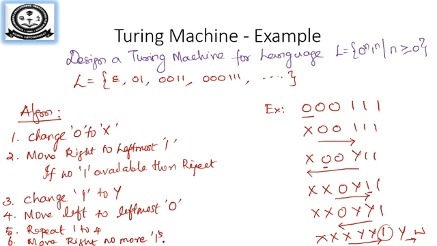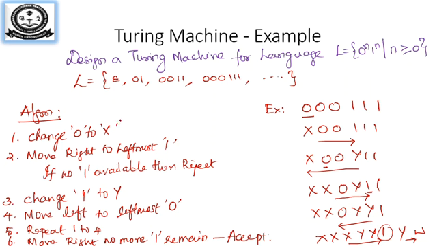After the fifth step is repeated, and after I move towards the right side, I don't find any ones. If I don't find any more ones remaining, I will enter into the acceptance stage. So I will accept the string. Okay, so this is the step.